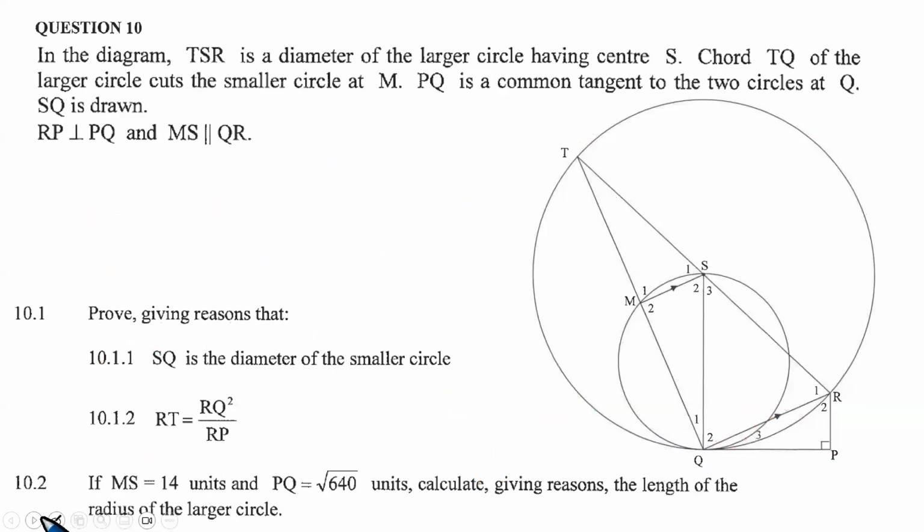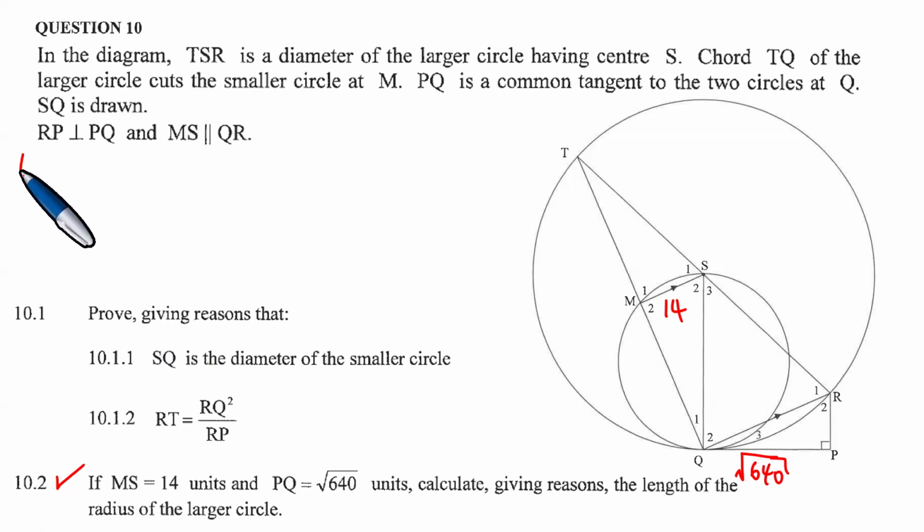Let's look at that. 10.1.2. Now let's look at the fact that MS is 14 units and PQ is the square root of 640. So we have 14 units for MS, and PQ is the square root of 640. Calculate, giving reasons, the length of the radius of the larger circle.